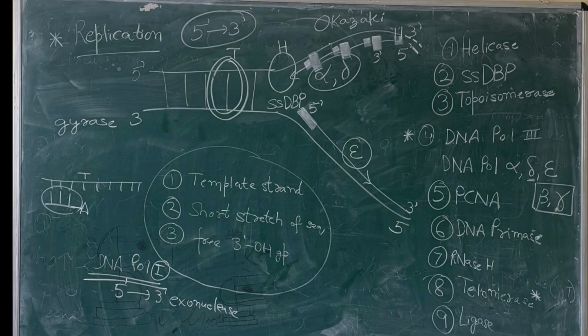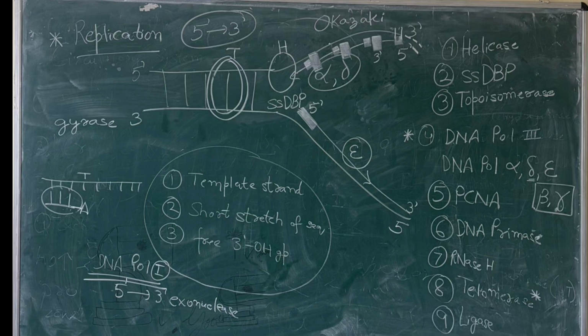Hello students, this picture contains complete information about DNA replication and the major enzymes that are involved in this process. DNA replication takes place in 5' to 3' direction. The major requirements for DNA replication are the presence of a template strand, a short RNA sequence, and a free 3' OH group. The two strands of DNA are synthesized in a different manner.